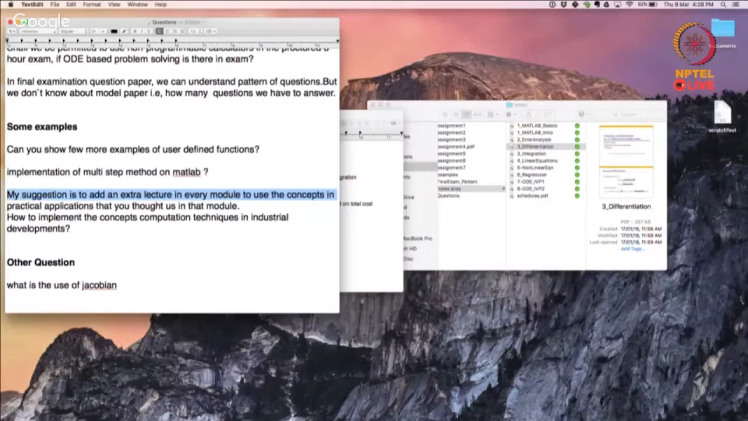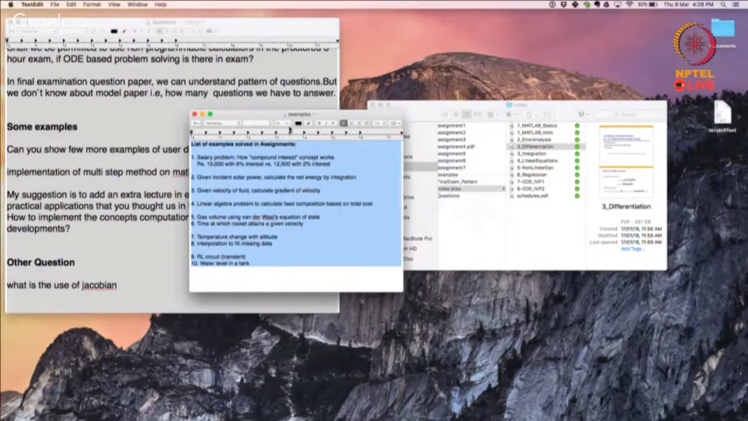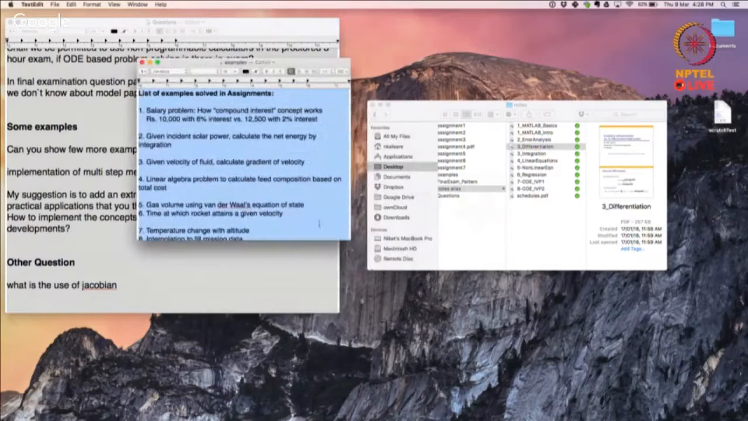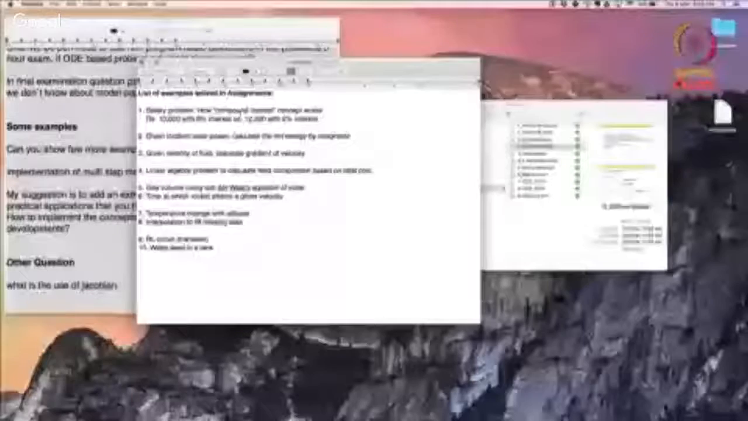Next one is the suggestion to add an extra lecture in every module to use the concepts for practical examples. Yes, it might be a little late in the day for me to add an extra lecture in each module, but let me go over the problems that you have solved in your assignments. In your first assignment, you solved a salary problem, and the problem there was how to use compound interest.